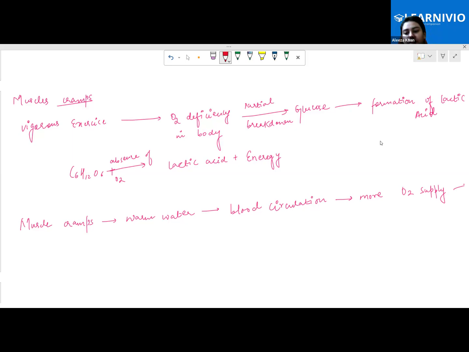So we have understood how anaerobic respiration takes place in the yeast, and it will result in the production of alcohol. Now, what if anaerobic respiration occurs in humans?